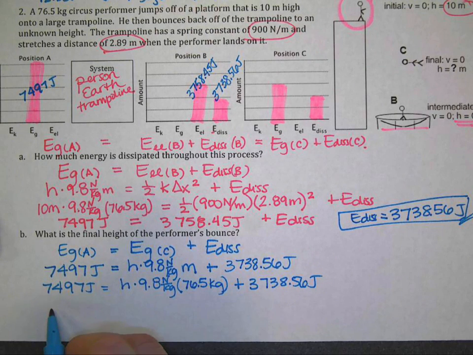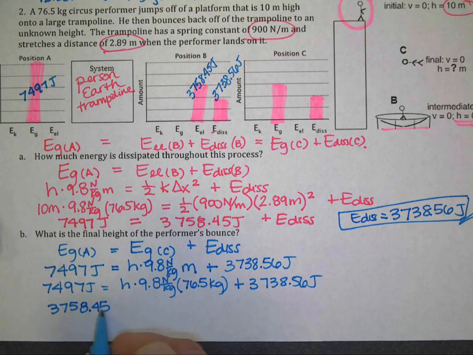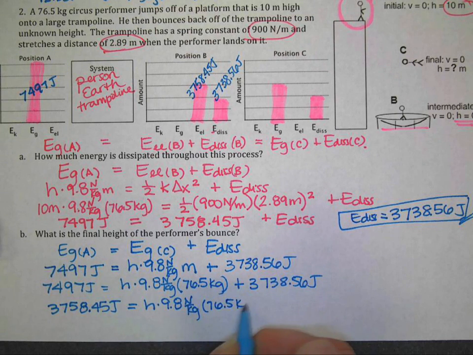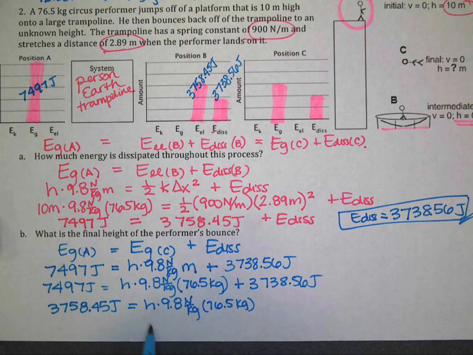We end up getting a value. Subtracting this over, you have 3,758.45 joules equal to h times 9.8 newtons per kilogram times 76.5 kilograms. Divide both sides by 76.5 and 9.8. You get a height of 5.01 meters.